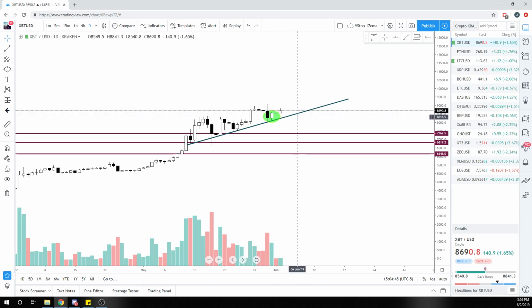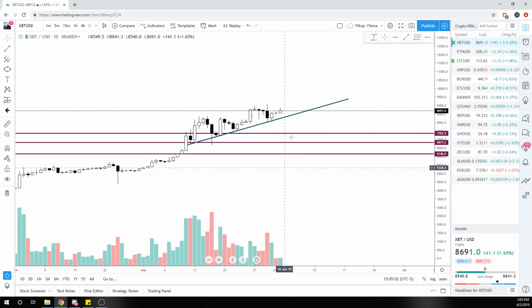I'm up, what are we up right now? Without looking at my current position, we're up 8.4%, which is amazing. If you're on leverage, that's a great gain.